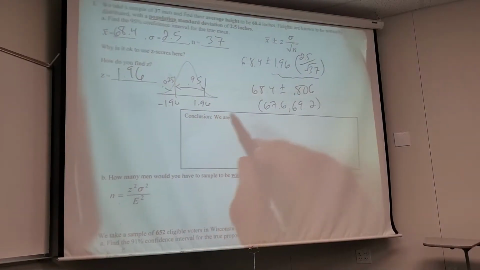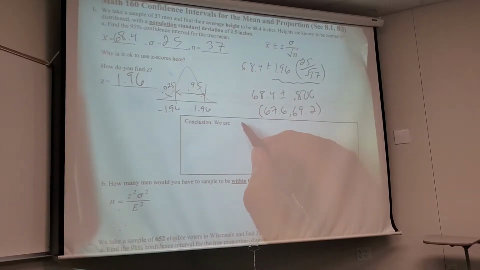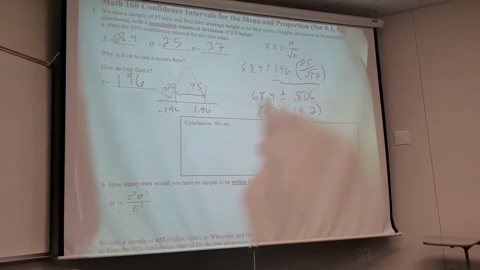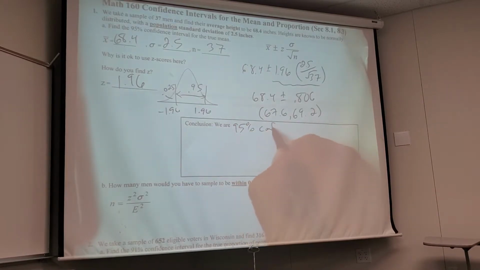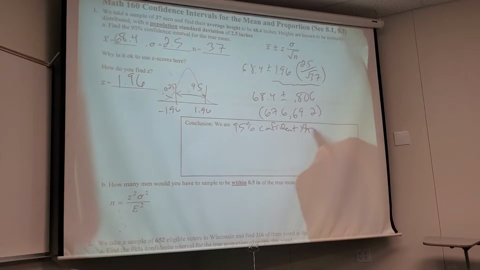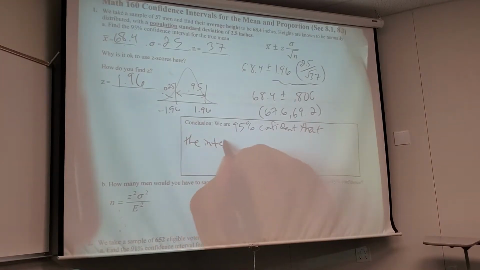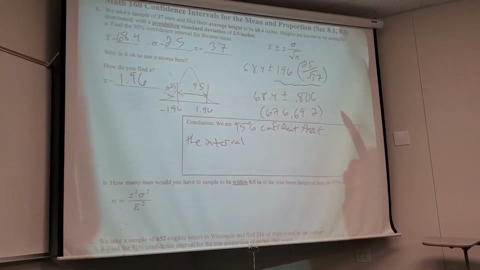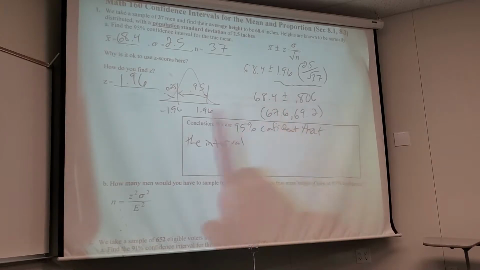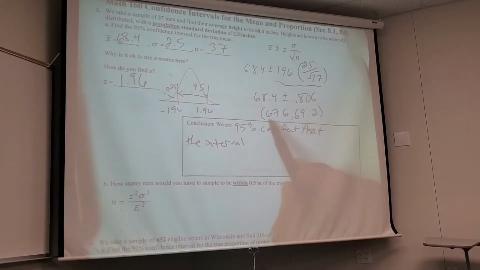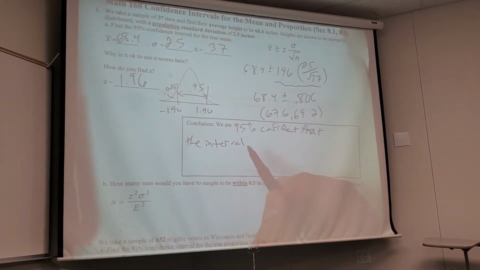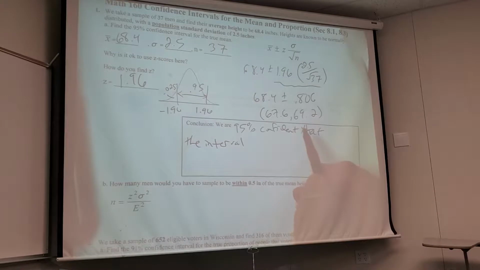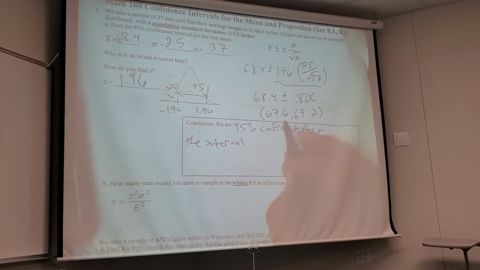Conclusion. We are, what? Yeah, 95% confident that what? The interval. Real quick, this should seem silly to some of you guys. How many intervals have I created? One. Of course, it's got two sides to it. That's why it's an interval. Don't say intervals. There's only one. I know it's a little pet peeve, but I don't care. There's one little interval there. The interval, what to what?